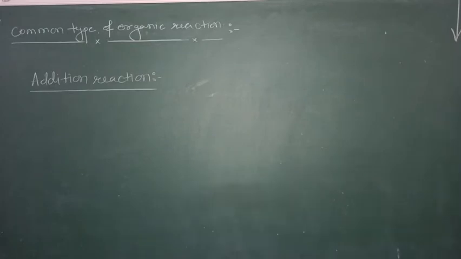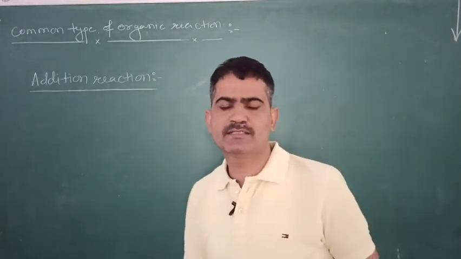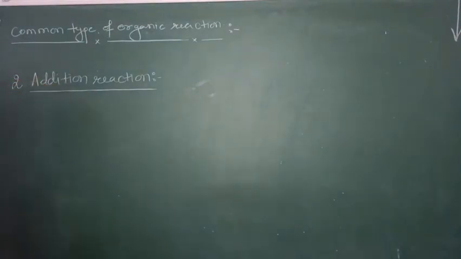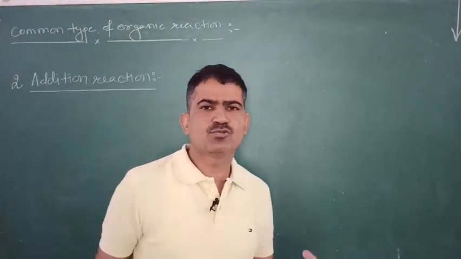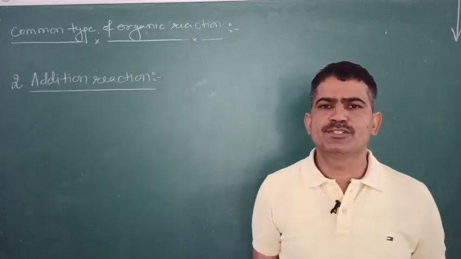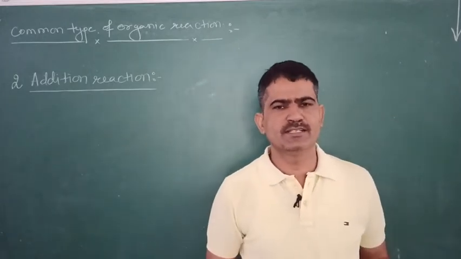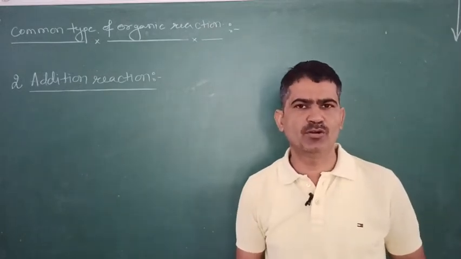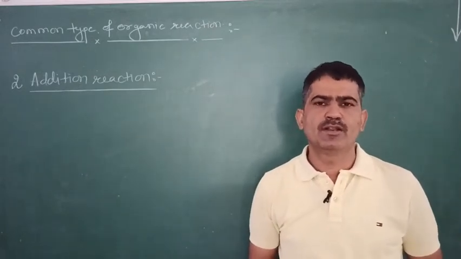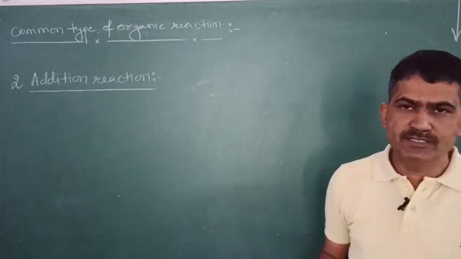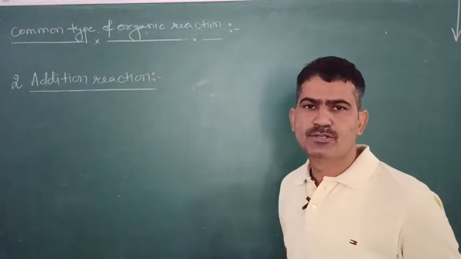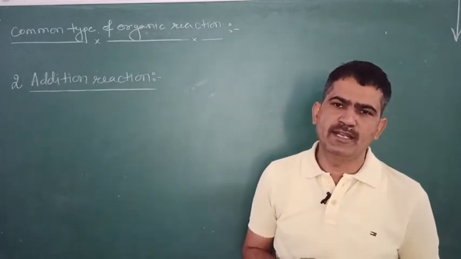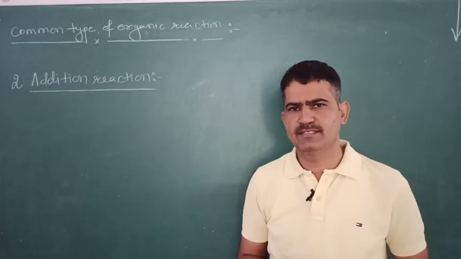Now student, in this series the second type of chemical reaction is the addition reaction. What is the addition reaction? The reaction in which two reagents combine to form a single product is known as an addition reaction, and these reactions are typical of compounds that have a carbon-carbon double bond or carbon-carbon triple bond. And addition reactions are of three types: nucleophilic addition reaction, electrophilic addition reaction, and free radical addition reaction.